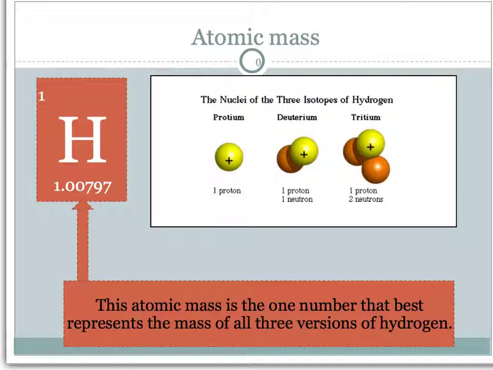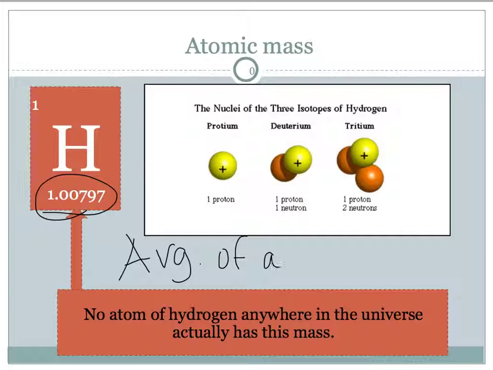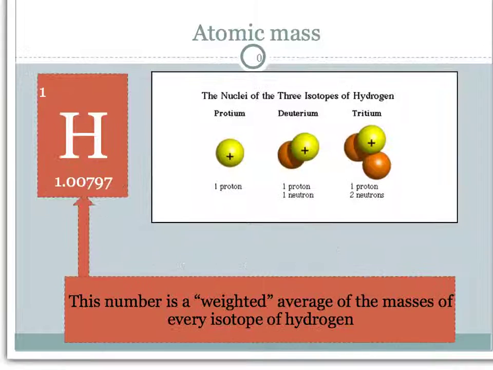The atomic mass is the one number that best represents the mass of all 3 versions of hydrogen. So what they're talking about here is that this number is an average of all 3 of those different versions of hydrogen. No version of hydrogen anywhere out there in the universe actually has this mass of 1.00797. This is just an average of all 3 different isotopes of hydrogen.